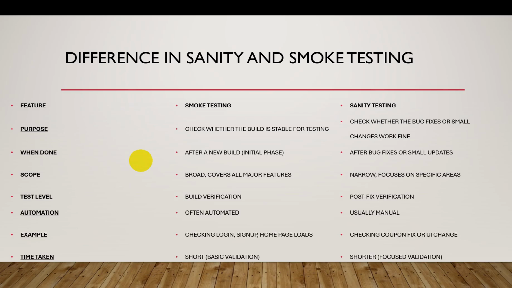Okay, take the example: in smoke testing we check login, sign up, home page, close. These are the things. In sanity testing, we can check coupons for a fix or UI changes. Time taken: smoke testing takes a little bit short time because it is basic validation. But compared to smoke testing, sanity testing takes very little time. It's only focusing on that particular affected part. So these are the basic differences between sanity testing and smoke testing.